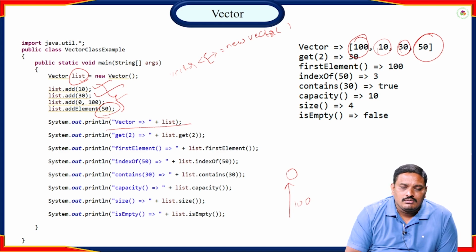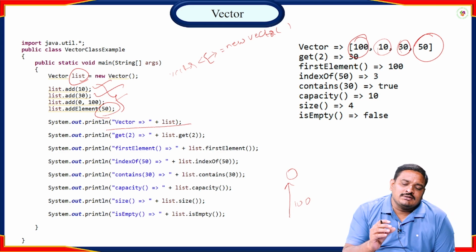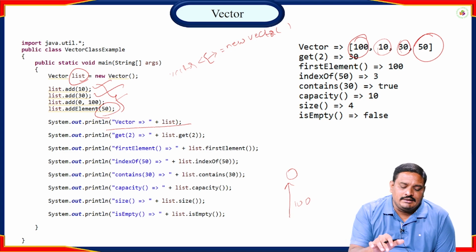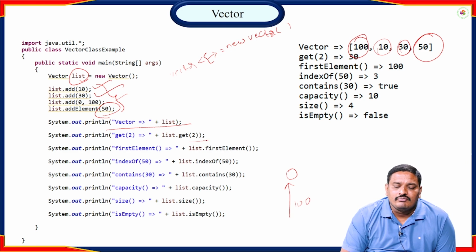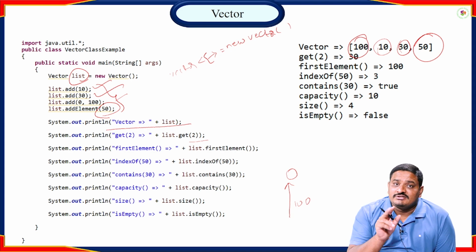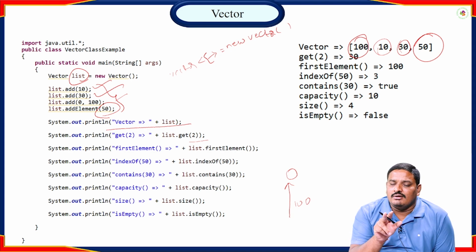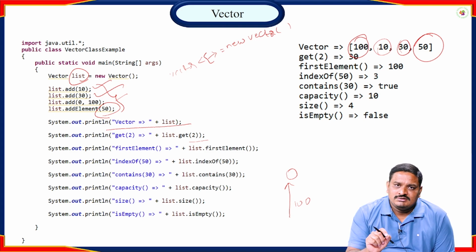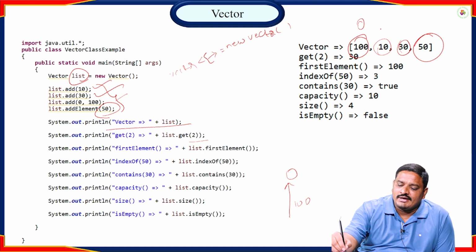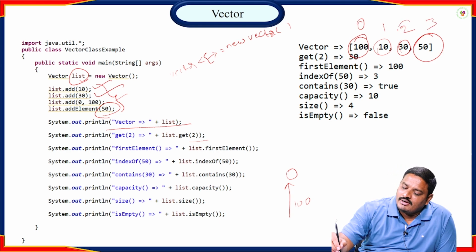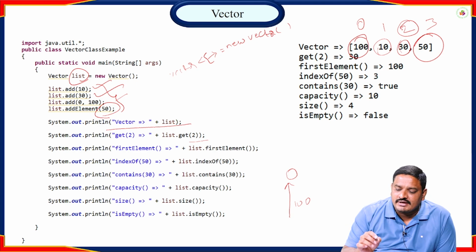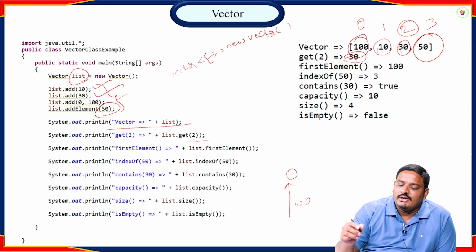Now we are applying some methods on the list. What is the first method? The get method: list.get(2). Get of 2 means the element at the second index will be printed. This is the 0 index, this is the first index, this is the second index, this is the third index. What is the second index value? 30 will be displayed.